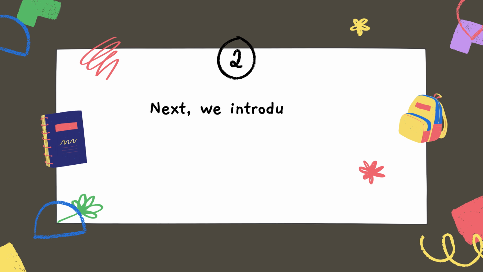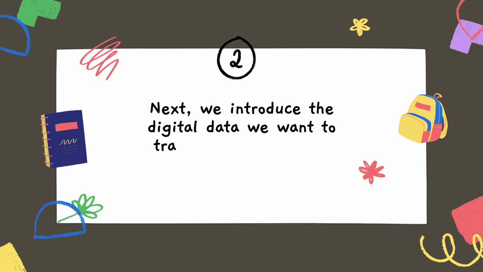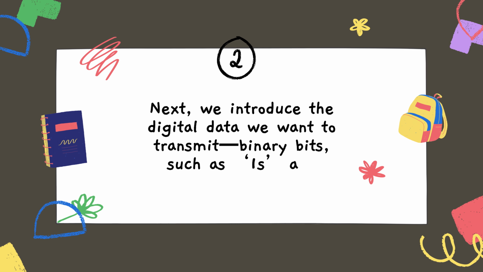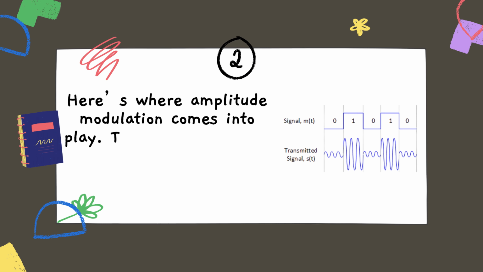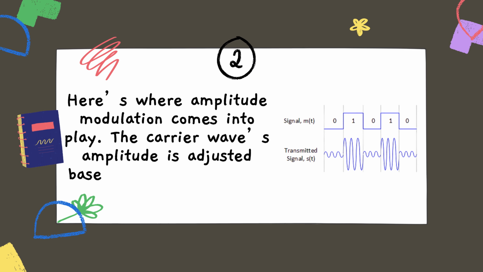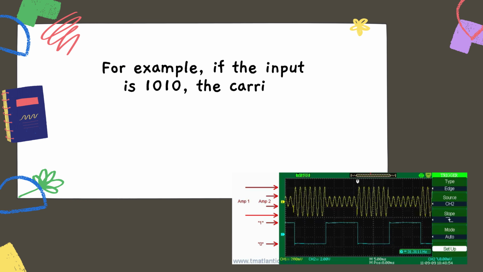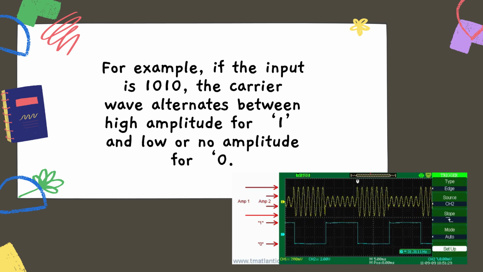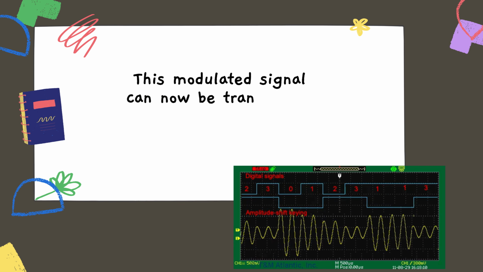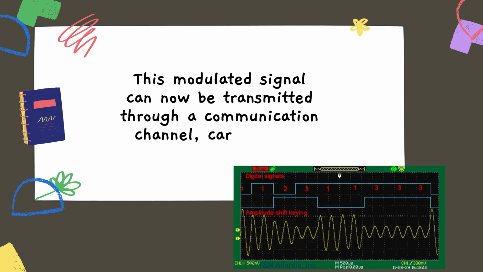Next, we introduce the digital data we want to transmit, binary bits, such as ones and zeros. Here's where amplitude modulation comes into play. The carrier wave's amplitude is adjusted based on the binary data. For example, if the input is 1010, the carrier wave alternates between high amplitude for 1 and low or no amplitude for 0. This modulated signal can now be transmitted through a communication channel, carrying the binary information.